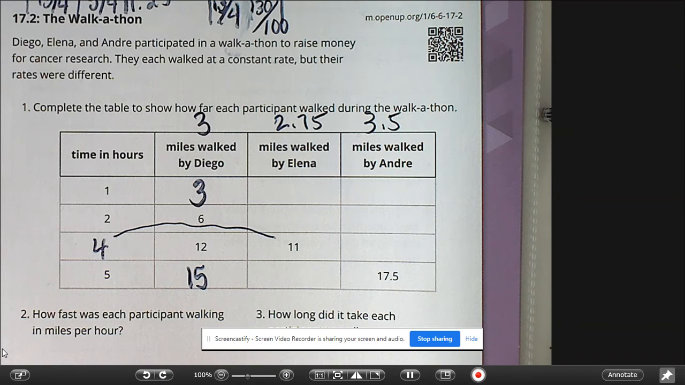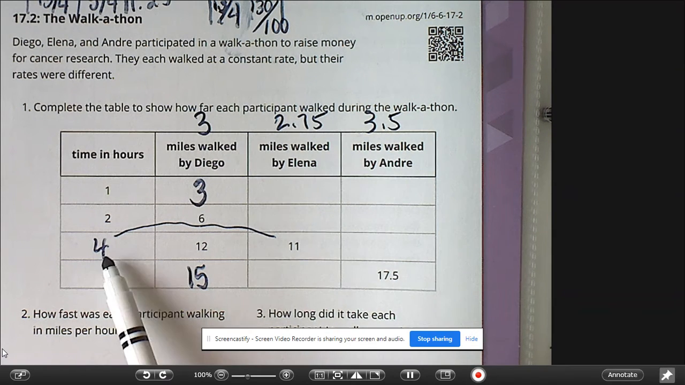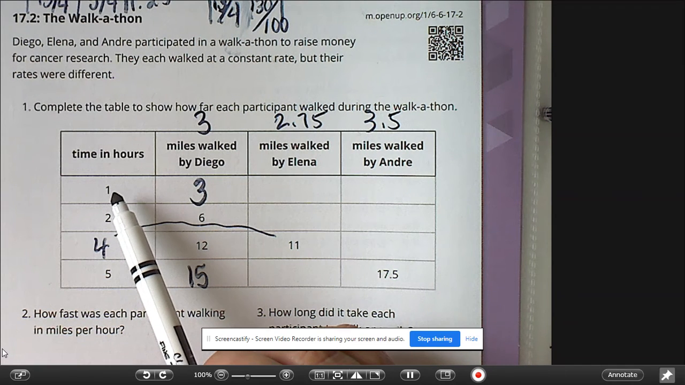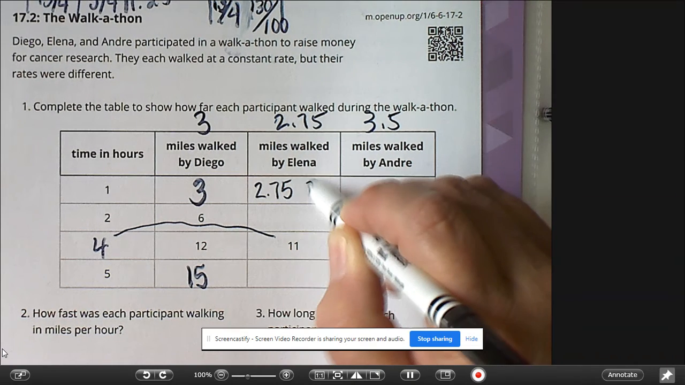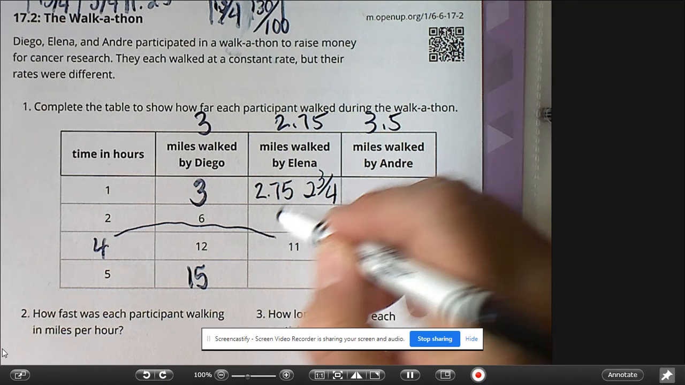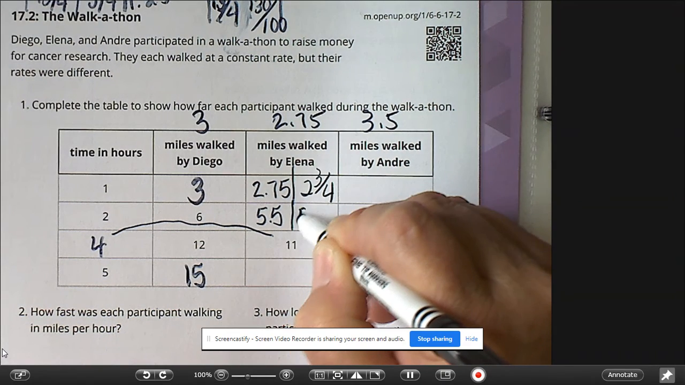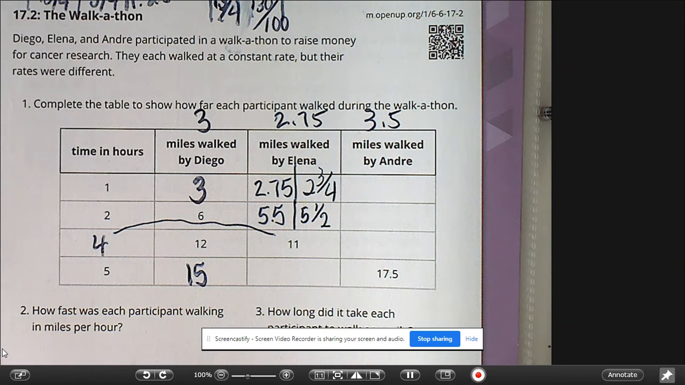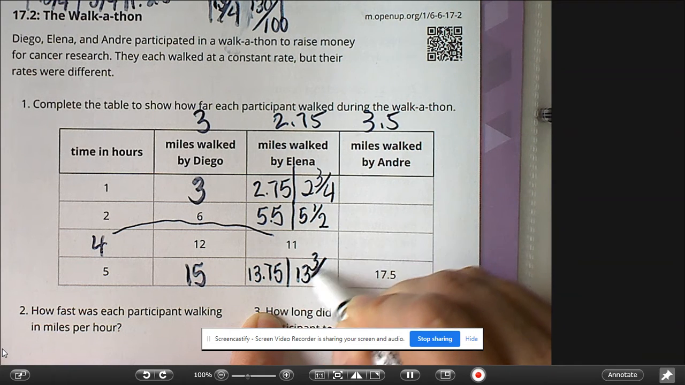Okay, so if you're doing Elena's column, and if you divide 11 by 4, you're getting 2.75. So we're going to multiply that by each number. 1 times 2.75 is 2.75, or 2 3/4. If you multiply 2 by 2.75, you get 5.5. And if you multiply 5 by 2.75, you get 13.75, or 13 3/4.